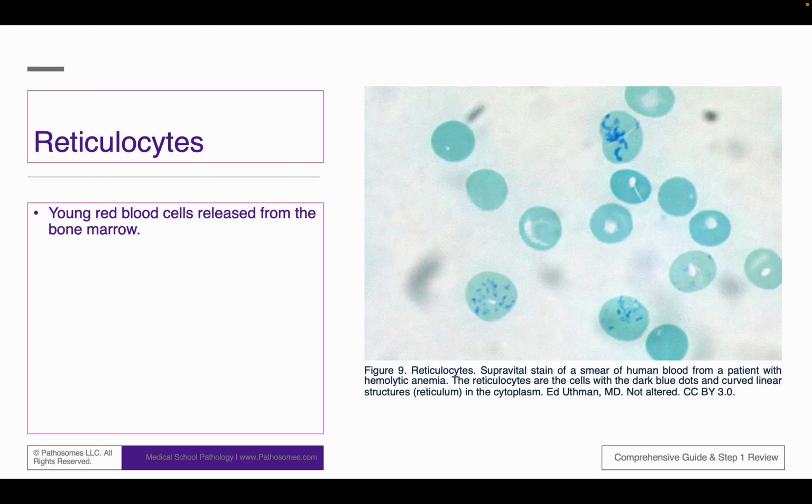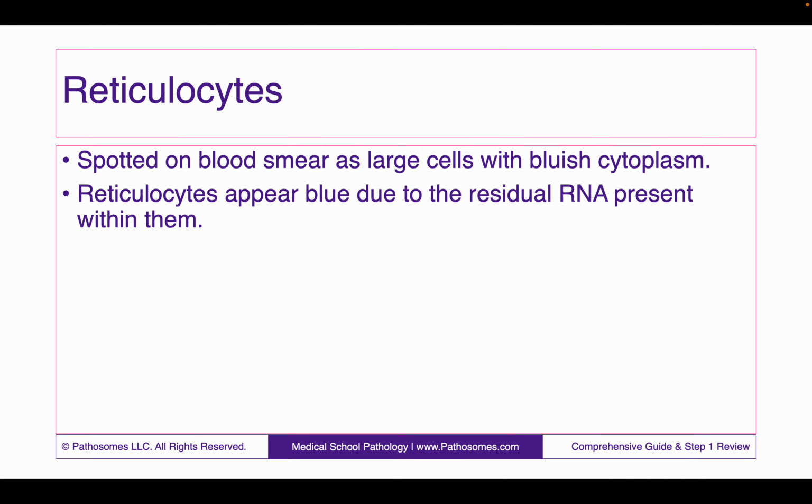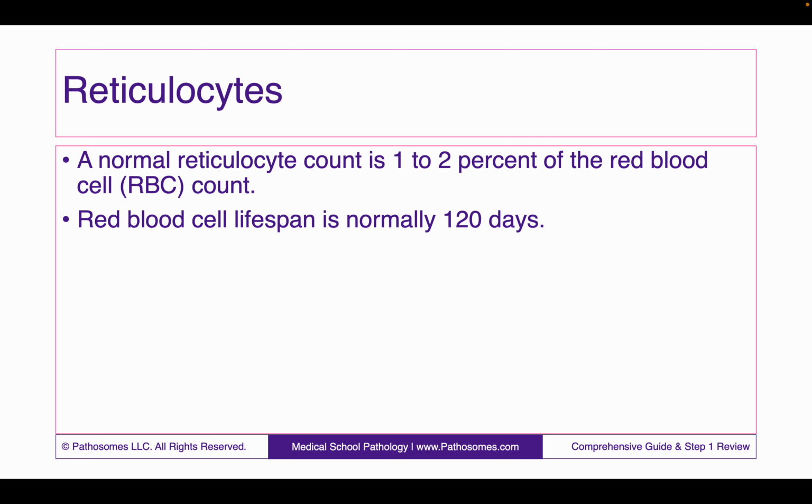We'll start with reticulocytes. Reticulocytes are young red blood cells released from the bone marrow. Here's the same image again. It's important. Reticulocytes can be spotted on the blood smear as large cells with bluish cytoplasm. Reticulocytes appear blue due to the residual RNA present within them. A normal reticulocyte count is 1 to 2% of the red blood cell count.